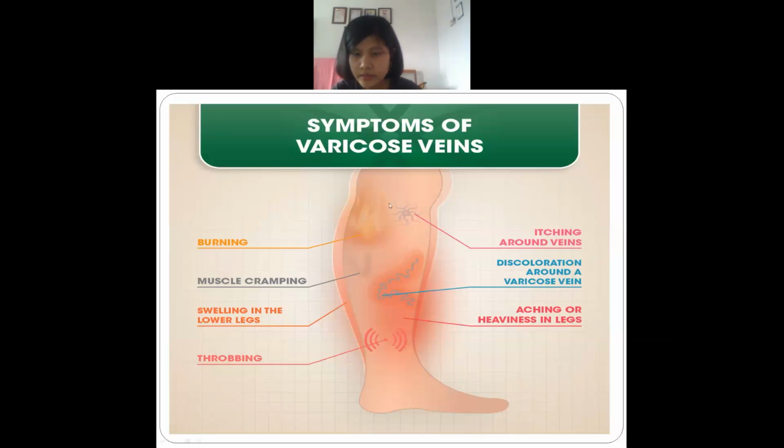Is it all right? This portion, is it clear? Sure. Okay, causes.